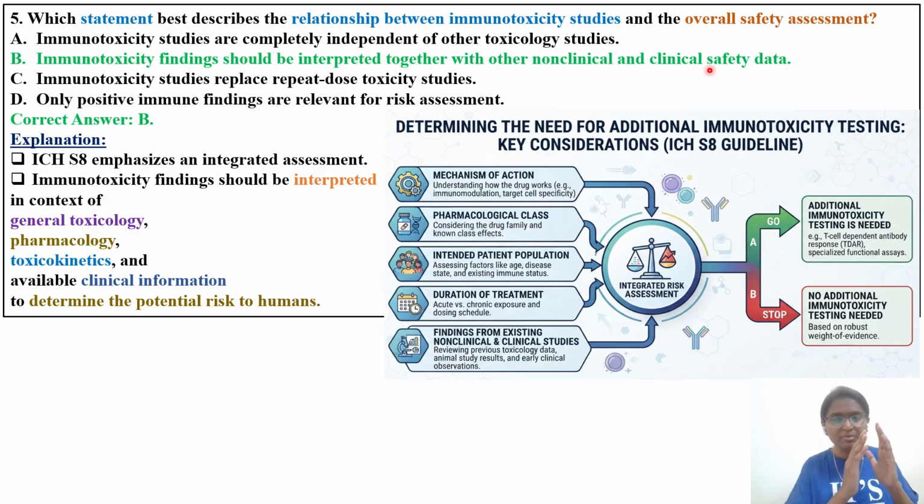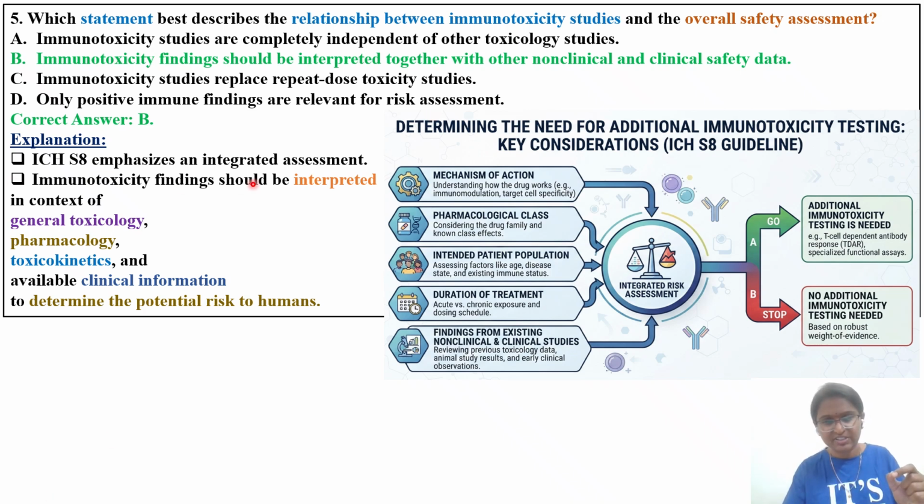That is, together with what we have seen from the battery of toxicology studies as well as similar drug classes. If some clinical trials are done, you can consider that also and then make the decision. What are the other options? Immunotoxicity studies are completely independent of other toxicology studies. This is absolutely wrong. Immunotoxicity studies are repeat dose toxicity studies. No, only positive immuno findings are relevant for risk assessment. We have seen that it should not cause immuno enhancement and it should not cause immunotoxicity. Two things you have to see, double-edged swords you have to understand.